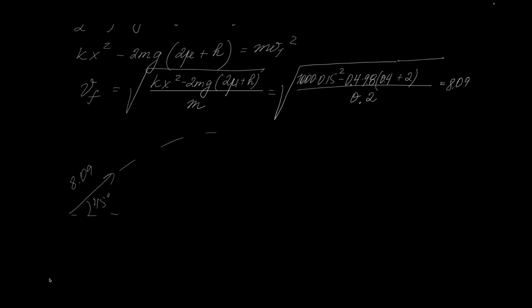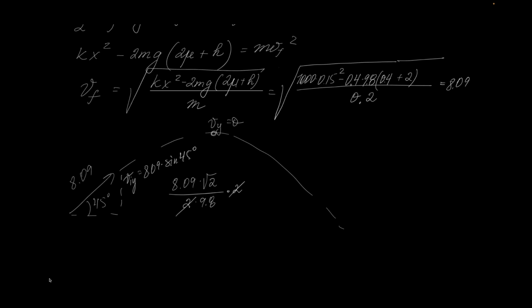I know that at half time Vy is going to become 0. So if I take my 8.09 root of 2, which is sine of 45, because that will be my V initial y, it is going to be 8.09 sine of 45, which is root of 2 over 2. And then if I divide that by g, which is 9.8, and if I double that, that will give me the total time in the air. So ultimately I have 8.09 root of 2 over 9.8 as the time in the air.